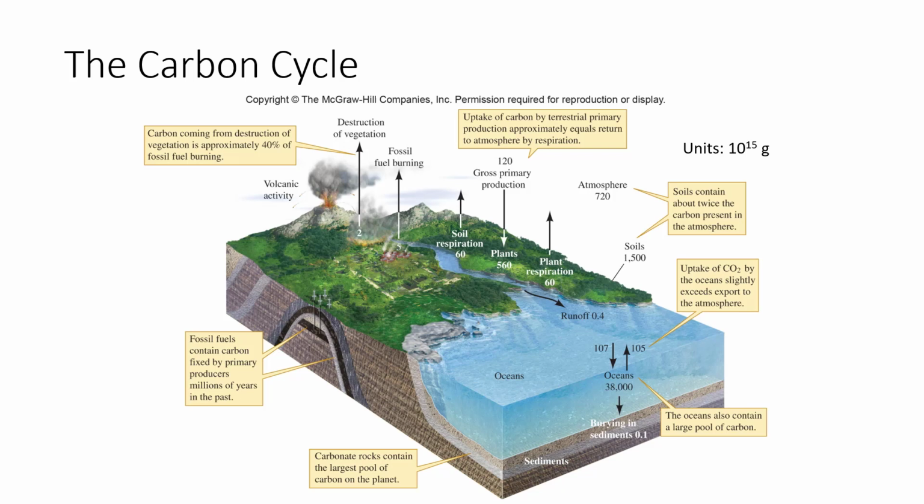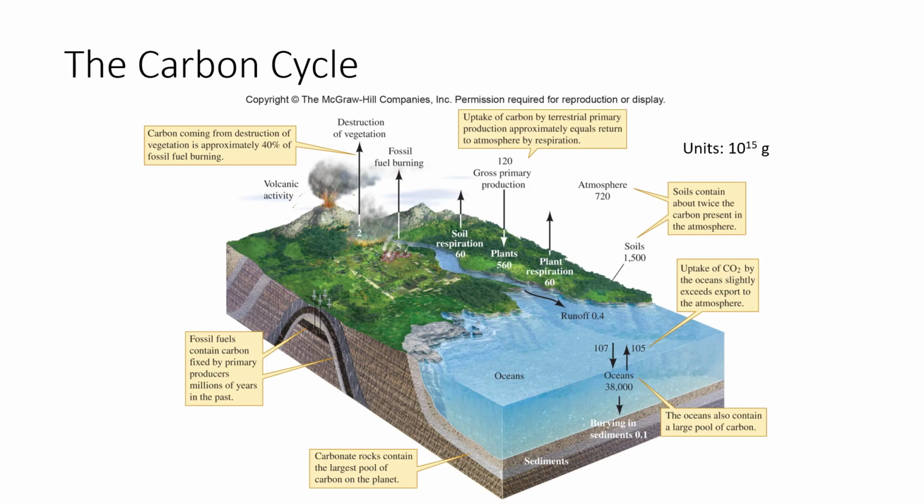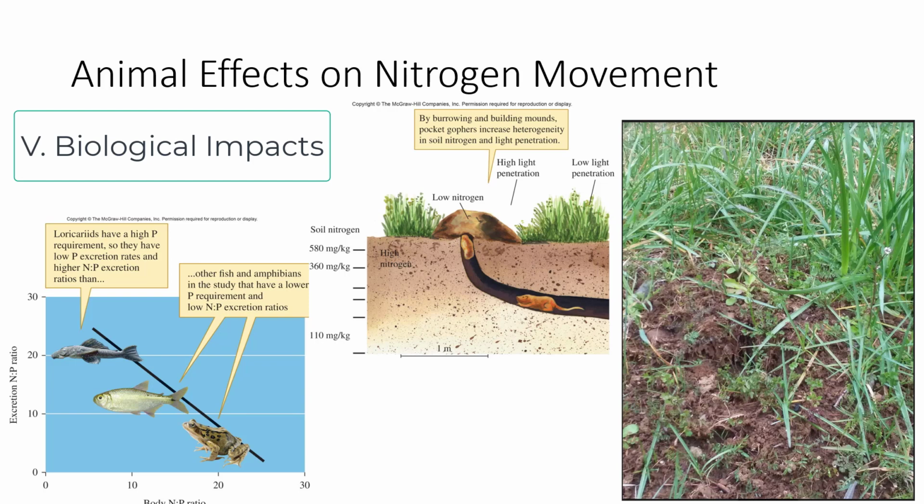So we can see that adding a new input, such as fossil fuel burning, can really increase the amount of carbon dioxide in the air. And the largest pool of carbon is actually going to be in carbonate rocks. So carbonate rocks will hold most of the carbon. We also do see it, of course, in fossil fuels. And of course, another input would be volcanic activity, which in the case of a large volcanic eruption can increase the amount of carbon dioxide in the atmosphere. Now let's look at the biological impacts and ways that different organisms are going to be moving these nutrients.